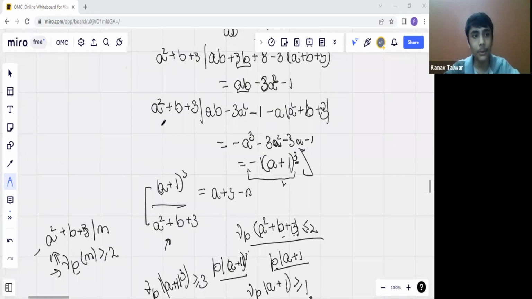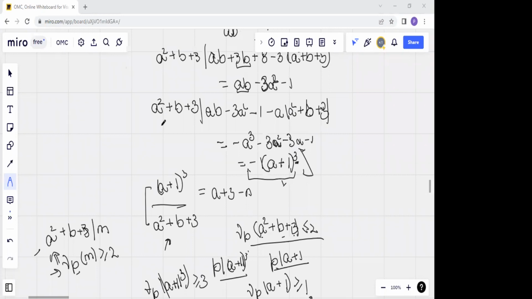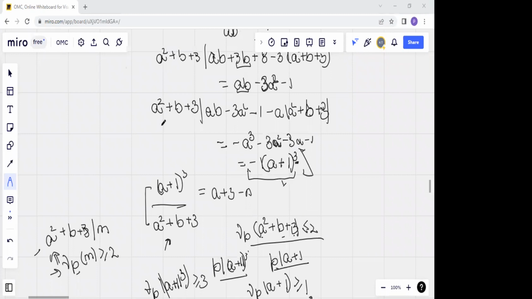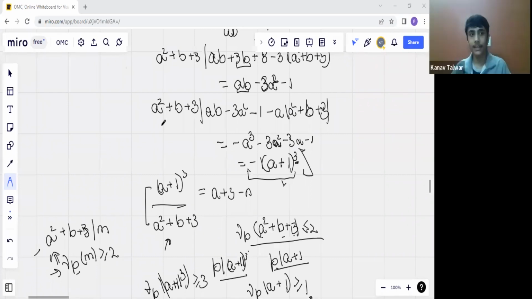Yeah, if we had n equal to 2, you would get that all pairs of the form a equal to 2b minus 1 work. And a squared plus b plus 3 should be cube free. That's what we also had to ensure. But for a... I'm sorry, I forgot that. a squared plus b plus 3 in that case would just be a plus 1 squared.